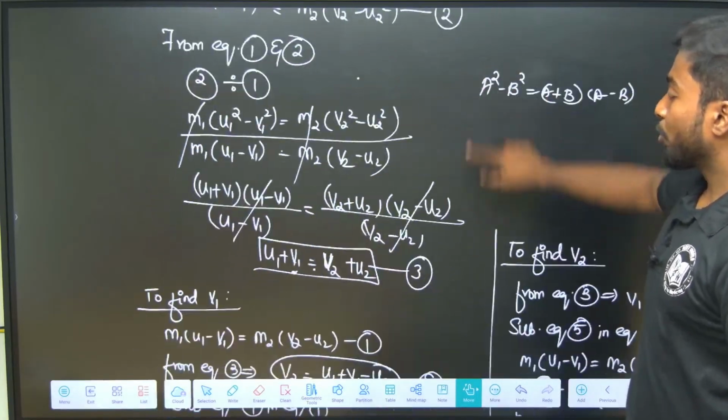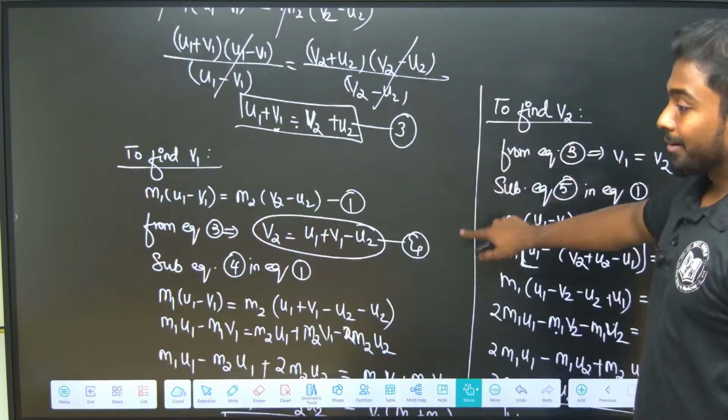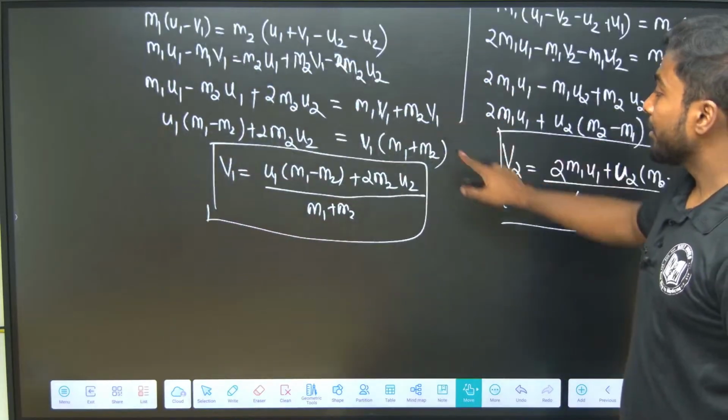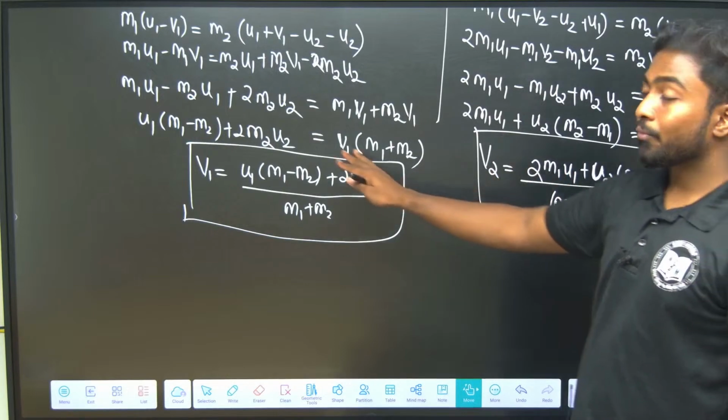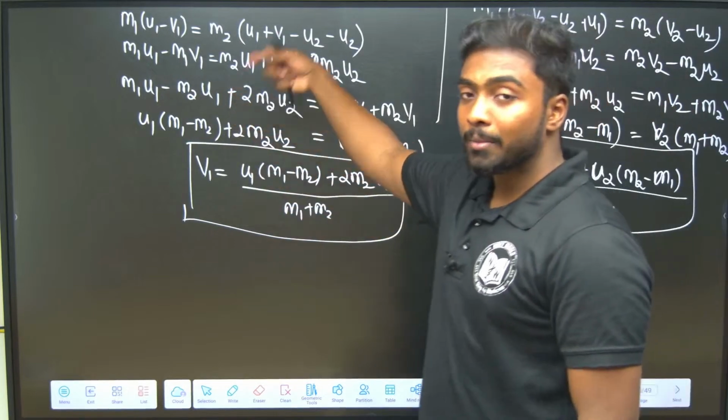So you can copy down or you can take a screenshot of this. You can note everything, this v1 formula and this v2 formula. So when I need to find v1, eliminate v2 from equation 1.